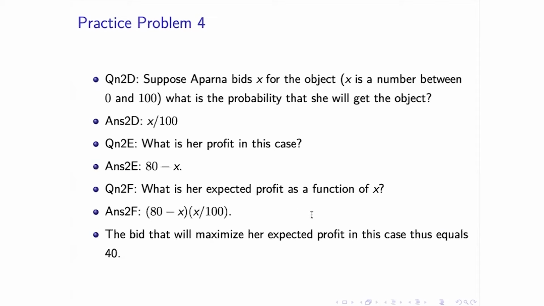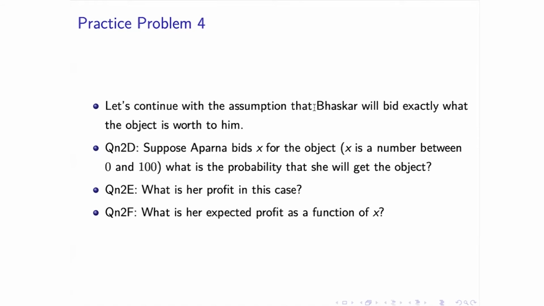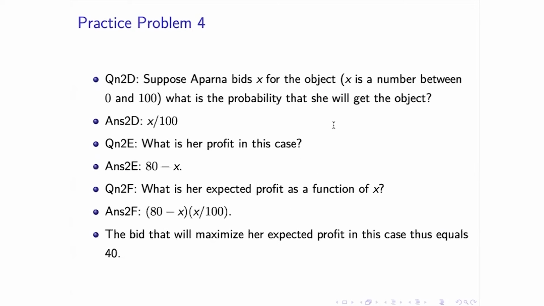Okay, so suppose she does bid X for the object. What's the probability that she'll get the object? She'll get the object if Bhaskar's valuation is less than X, right? Again, this is under the assumption that Bhaskar will bid exactly what the object is worth to him. So in that case, she'll get the object with probability X by 100, which is the probability that Bhaskar's valuation is less than X. What's the profit in this case? Her valuation of the object was 80, she bid X, she won. So her profit is 80 minus X.